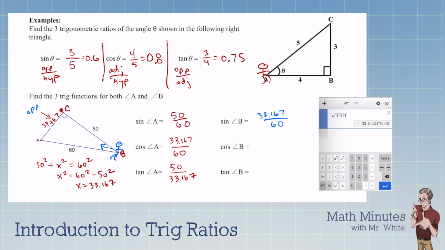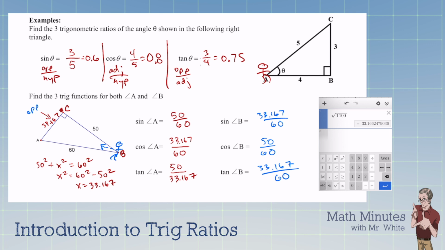Now the leg that is next to angle B, which one is that? Here's angle B. What's next to it? The 50 this time. So this would be 50 over 60. And then tangent is going to be the opposite, which is 33.167 over 60.